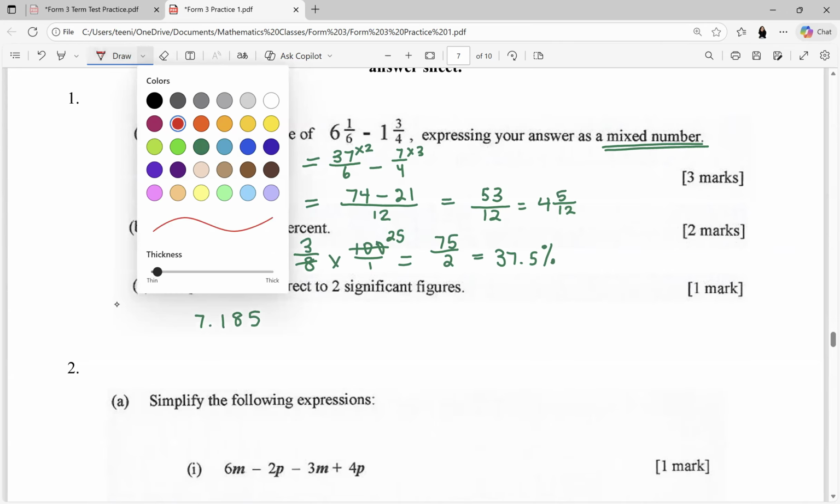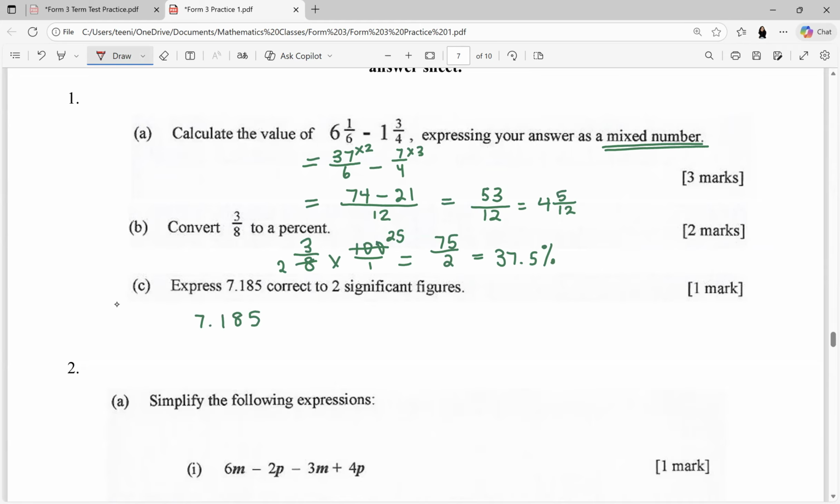The one that is significant will be the second significant figure. In 718.5, the second significant figure in this number, 7.185, would be 1, right? This is your second significant figure.